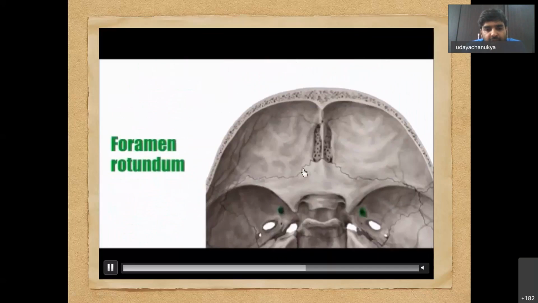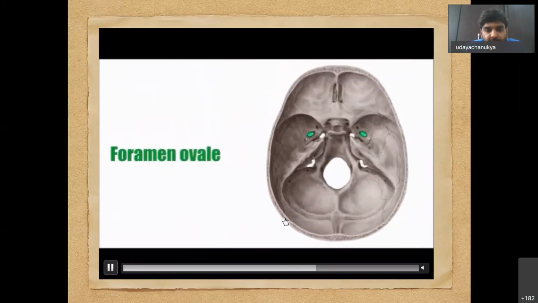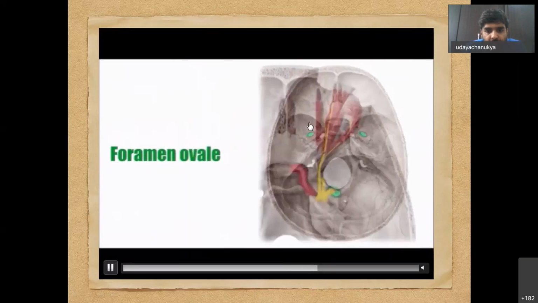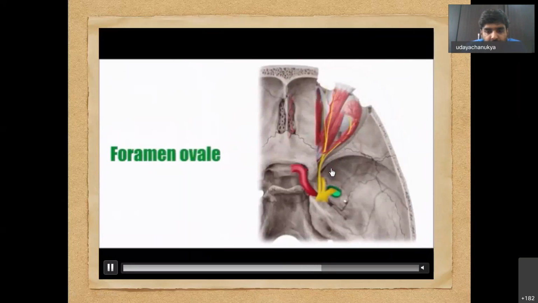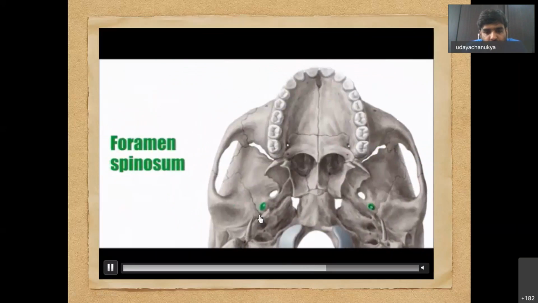The greater wings also have three important foramina, namely foramen rotundum, which transmits the maxillary nerve, the foramen ovale, which transmits the mandibular nerve, and the foramen spinosum, which is located in the posterior part of the greater wing and transmits the middle meningeal vessels.